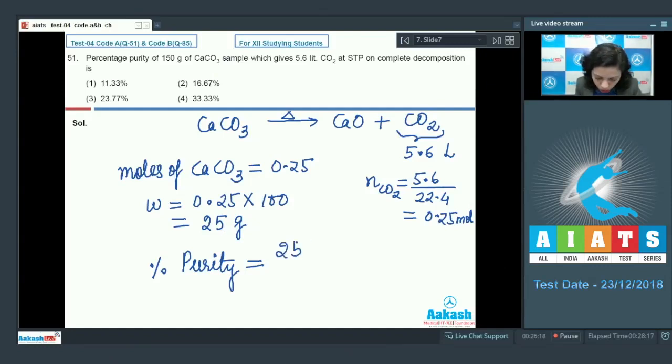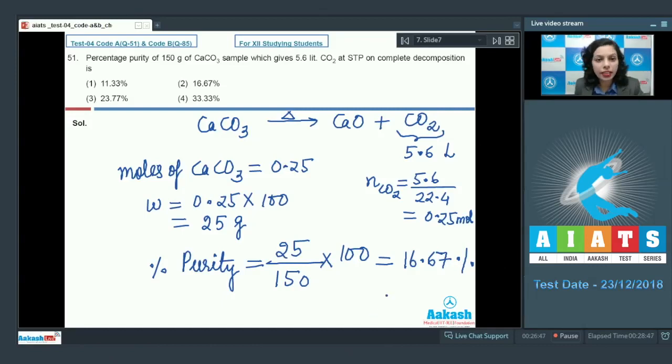So, percentage purity is the amount of pure sample divided by the amount of impure sample you are taking here, into 100. And if you solve this, you will find this value would be approximately 16.67%. And yes, it is the answer given in option 2, so we'll choose this as the correct option. After this, it's the turn for question number 52.